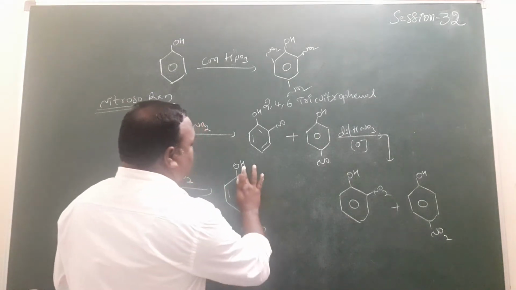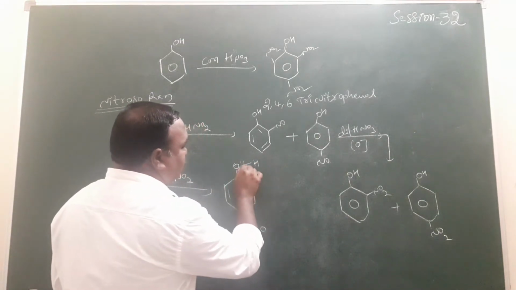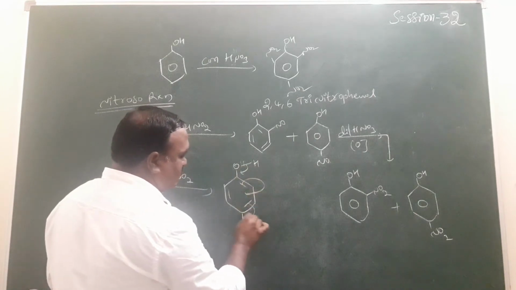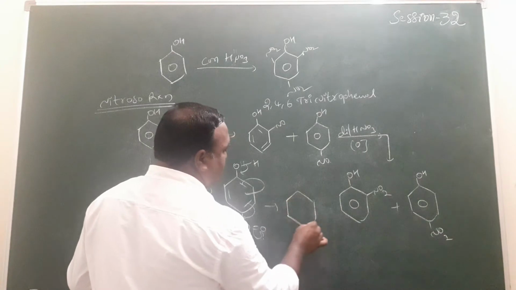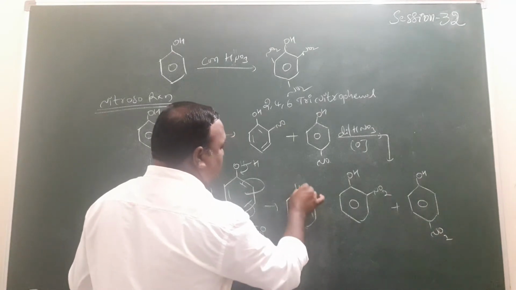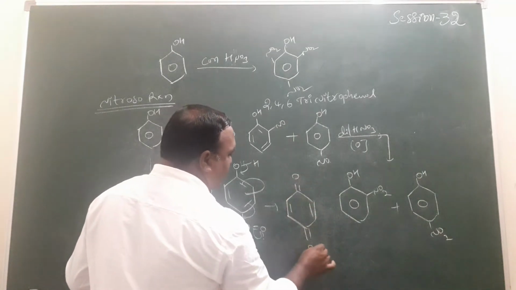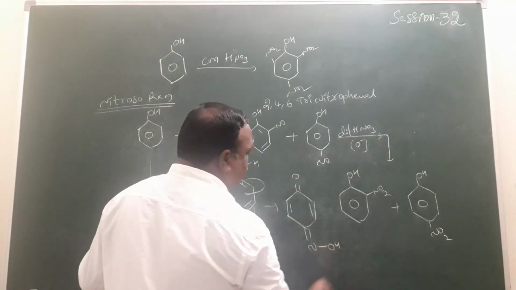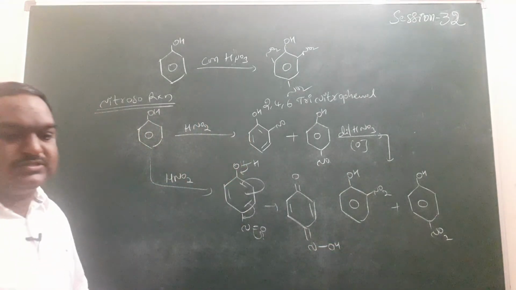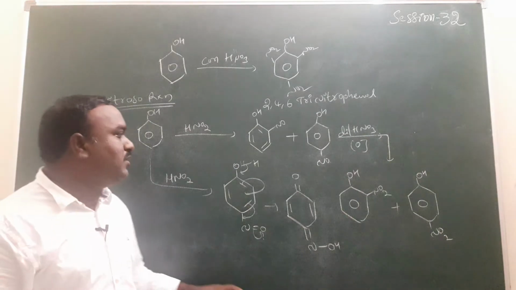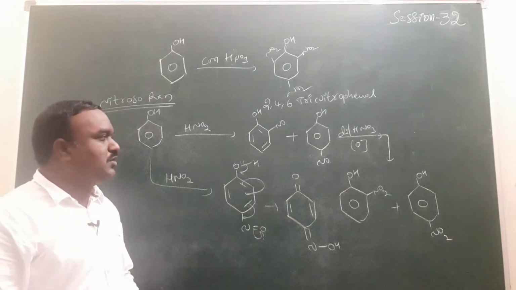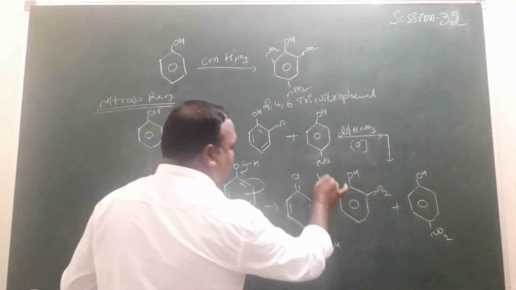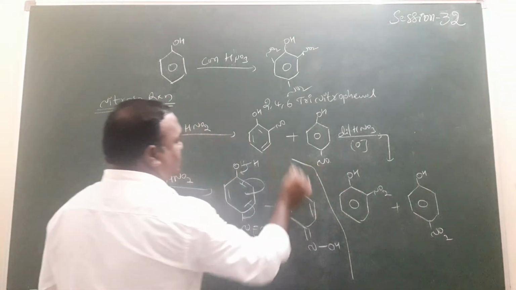Again, tautomerism of the compound is possible here. Hydroxyquinone is formed here, with NOH. This is the way to write that product wherever HNO2 is given.